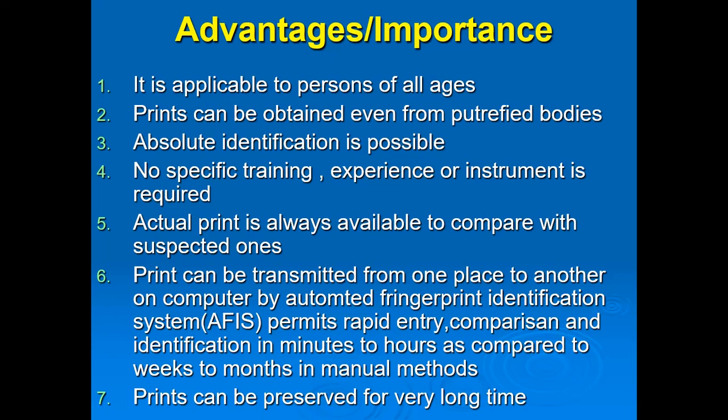Number 5, the actual print is always available to compare with suspected ones. Yes, because of the data with police or government, they can be matched with each other and the identity of the criminal can be determined. So number 6, prints can be transmitted from one place to another on computer by the automated fingerprint identification system, AFIS.